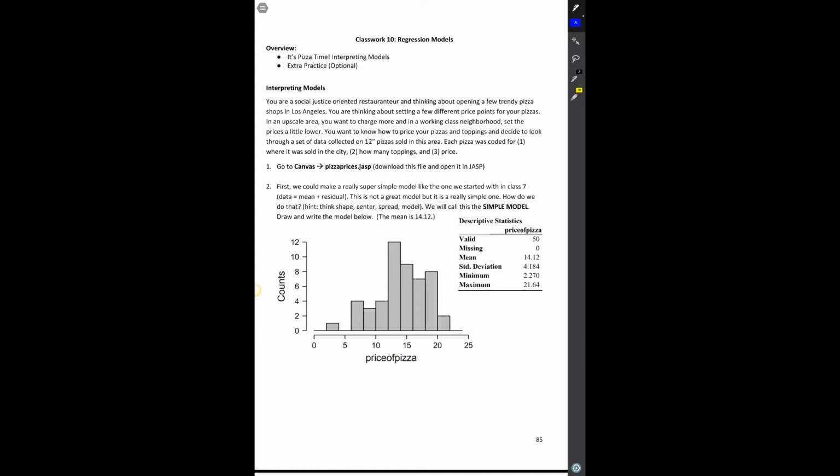Each pizza was coded for: 1. Where it was sold in the city, 2. How many toppings are on it, and 3. The price of the pizza.